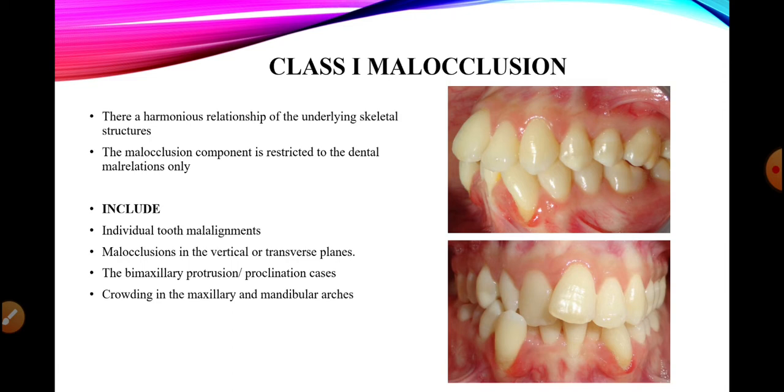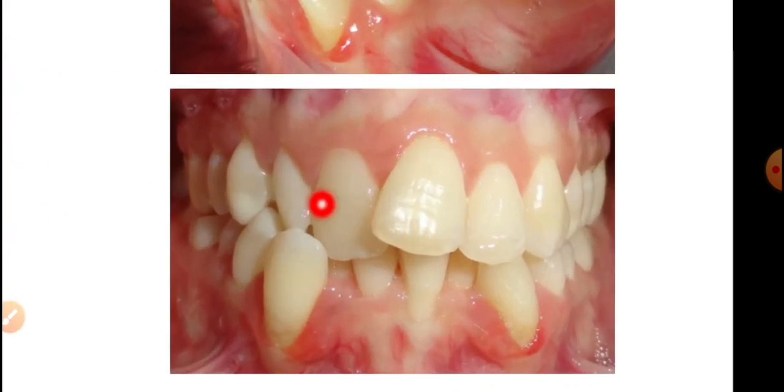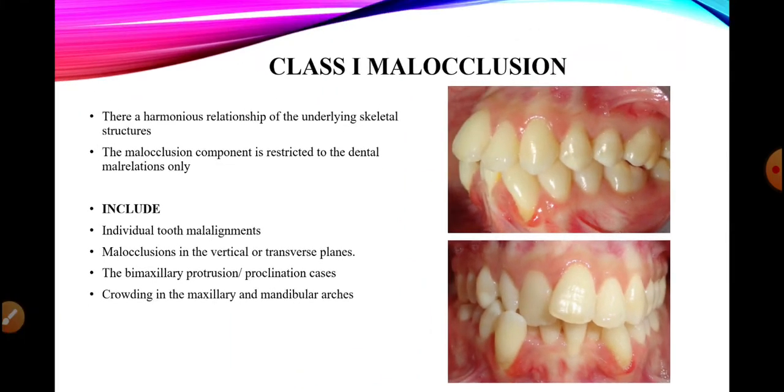What we can commonly see in cases of class 1 malocclusion is crowding in the maxillary or the mandibular arch, that is, the arch length discrepancies and the crowding that may be present in the maxillary or the mandibular arch, as we can see here. A severe amount of crowding is present in the lower arch, but the incisors are lying in a class 1 relationship. With the rotations present, the incisor relationship is normal, the molar relationship is normal, but individual tooth malalignments and arch discrepancies are there.